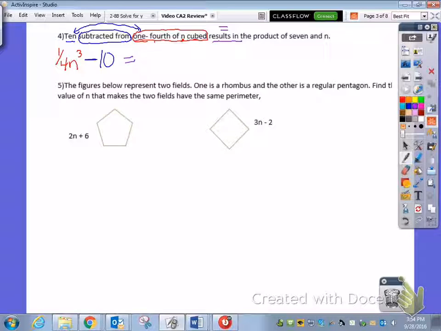The product is times, the product of 7 and n. So that's going to be 7 times n. Okay, and that's all I want, straight translation.